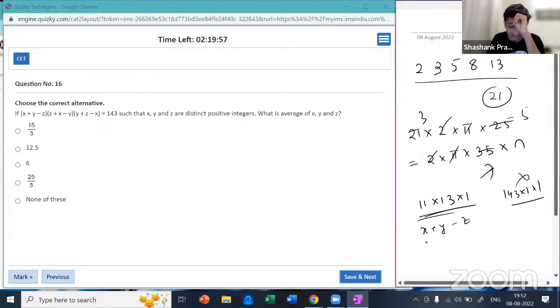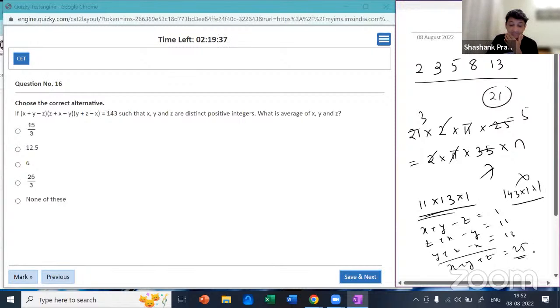X plus y minus z, z plus x minus y, and y plus z minus x. So one of them has to be 1, 11, and 13. So this will be the one. Now if I add everything, one z will get cancelled, one y will get cancelled, one x will get cancelled. I'll get the sum of x plus y plus z to be equal to 13, 11, 24, and 1, 25. That will be the one.